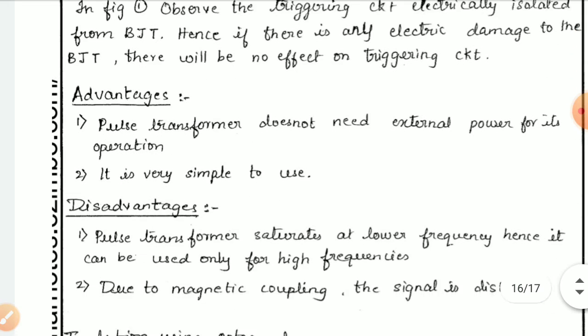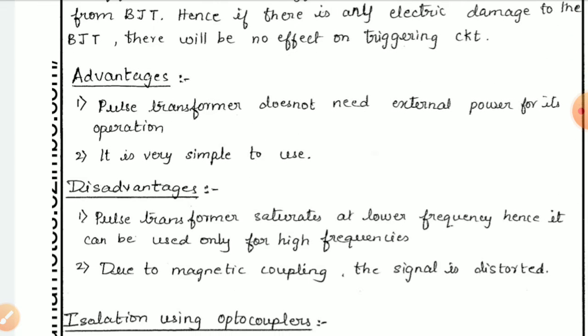The advantage of this type of isolation is that the pulse transformer does not need any external power for its operation. It is very simple to use, just a transformer which will isolate when the faulty current flows. Some of the disadvantages: if you are talking about the pulse transformer, saturation at lower frequency.